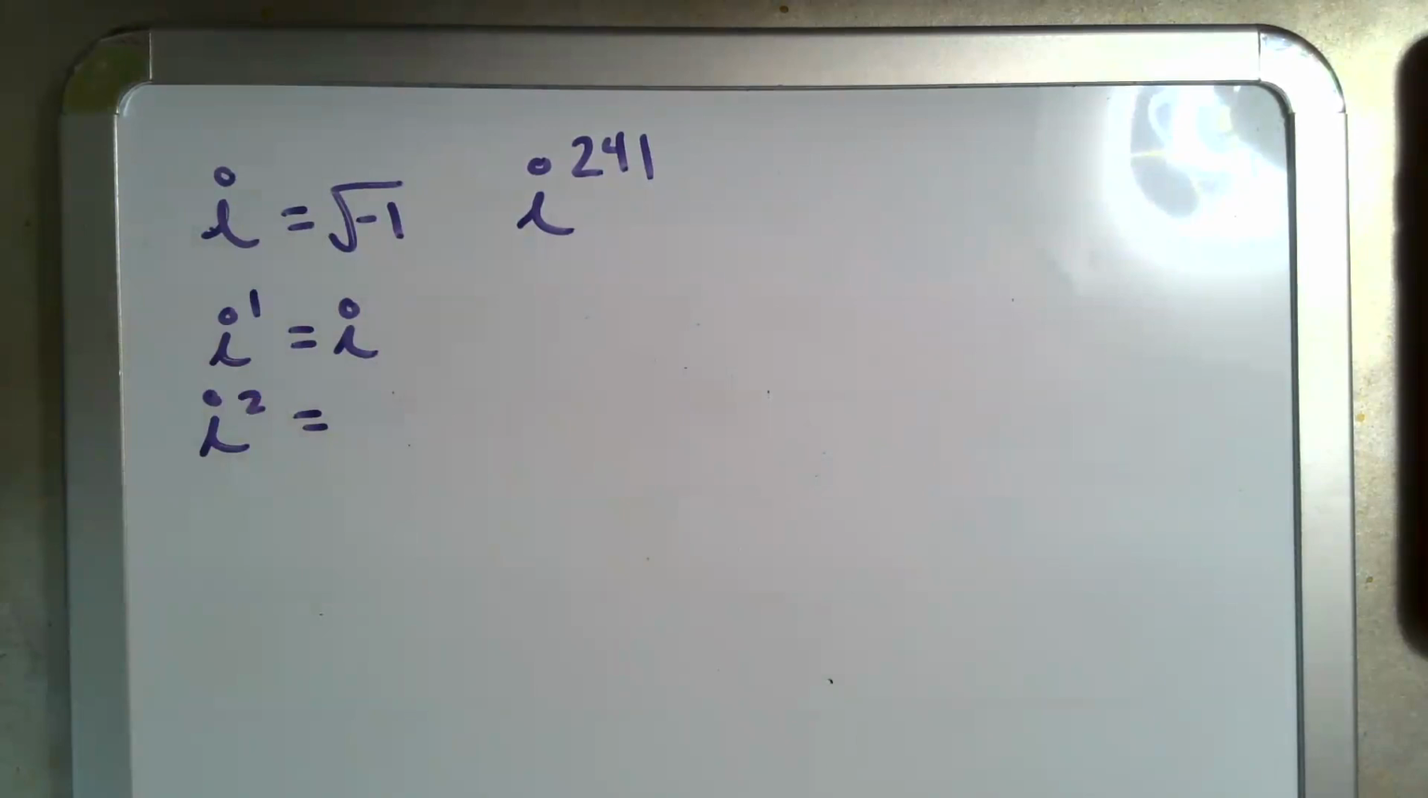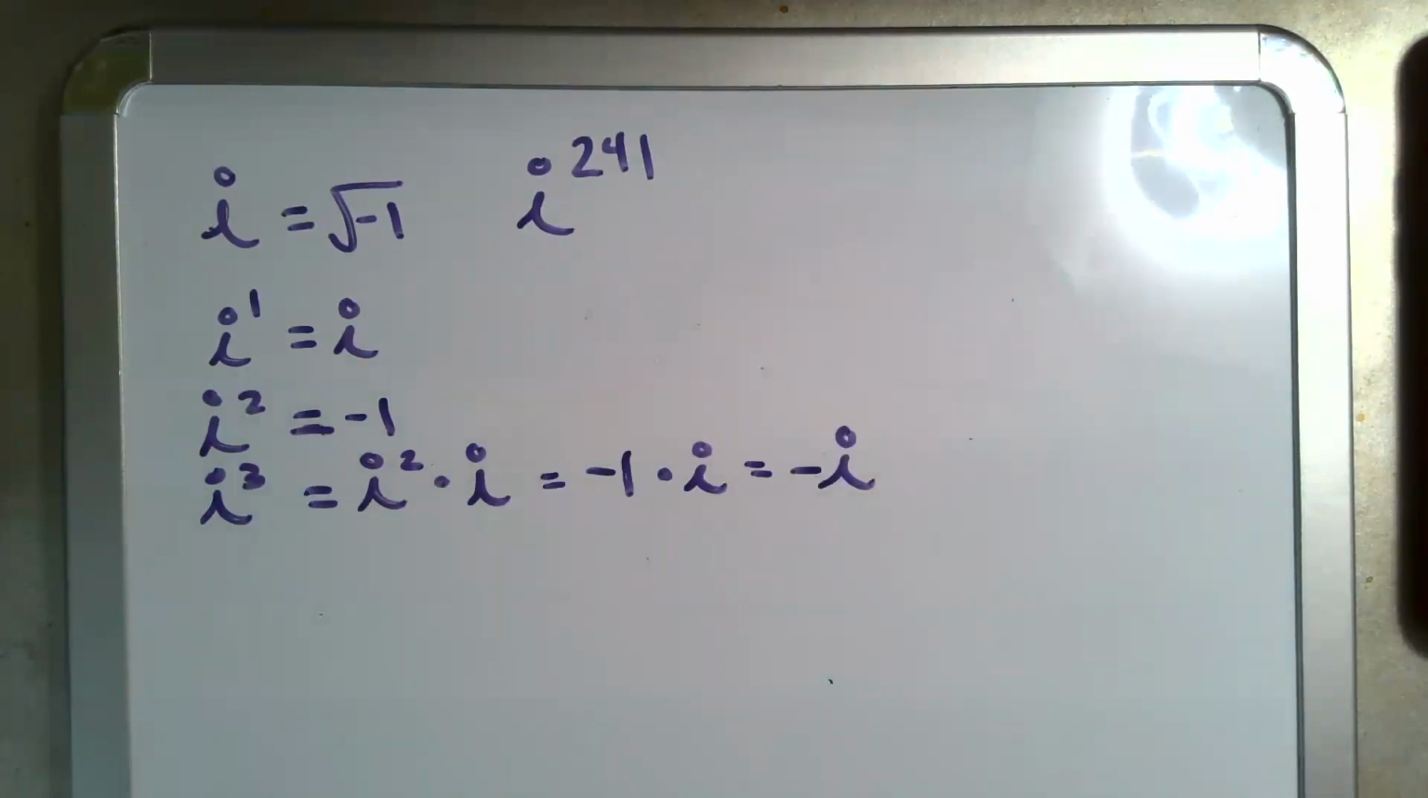And i to the 2 could be written as i times i, which could be written as the square root of -1 times the square root of -1, which is just -1. So i squared equals -1. Now, i to the 3rd could be written as i squared times i, which could be rewritten as -1 times i, which is just -i. So i to the 3rd is just -i.